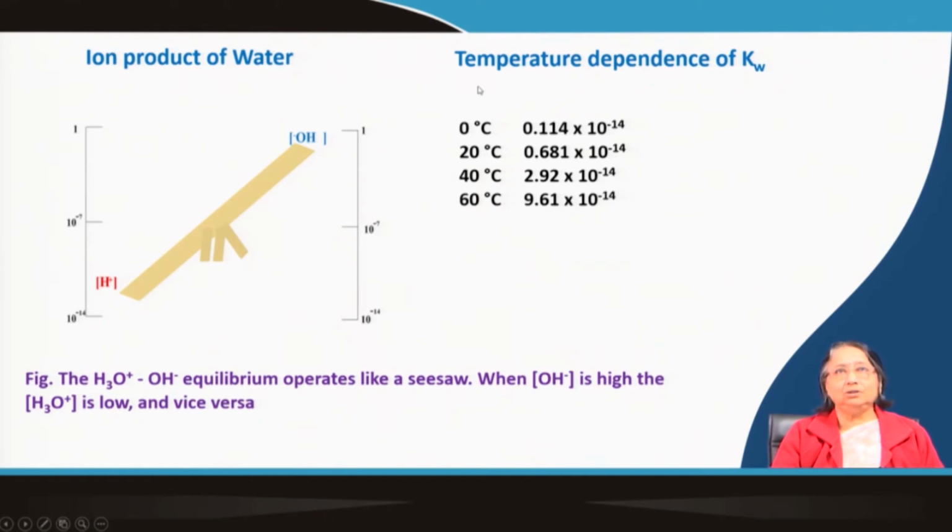And here it is also shown that the values differ at different temperatures. For example, the value of Kw at 0 degree centigrade is 0.114 times 10 to the power minus 14, whereas at 20 degrees it is 0.681 times 10 to the minus 14, and at 60 degrees 9.61 times 10 to the minus 14. So, almost a 10-fold difference you can see between 0 degree and 60 degree; the values of Kw are much different.